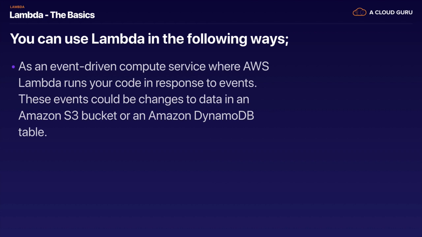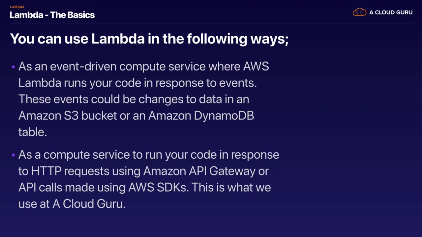And then you can also use it as a compute service to run your code in response to HTTP requests using Amazon's API Gateway or API calls made using the AWS SDKs. And this is what we use it for at A Cloud Guru. We actually use it in both of those ways. When you upload a video to our site using S3, that will then trigger an Elastic Transcoder job. So we use it both as an event-driven compute service as well as a compute service that runs in response to HTTP requests that are hitting API Gateway. And we'll cover that off in a couple of slides.